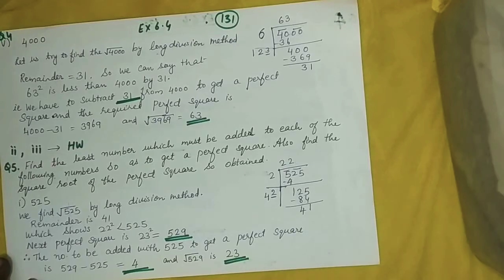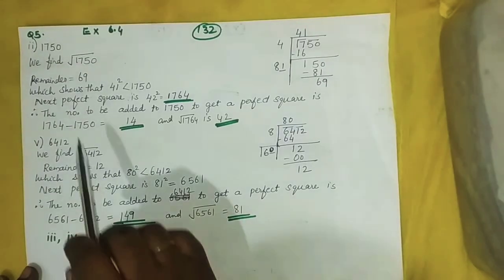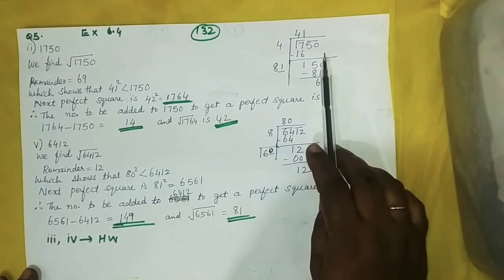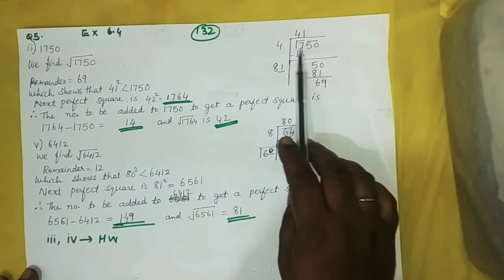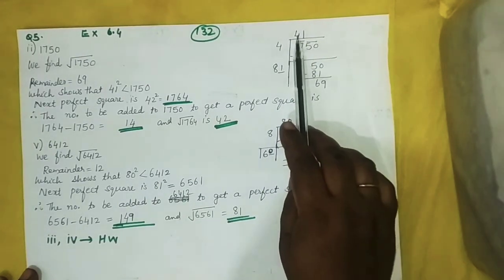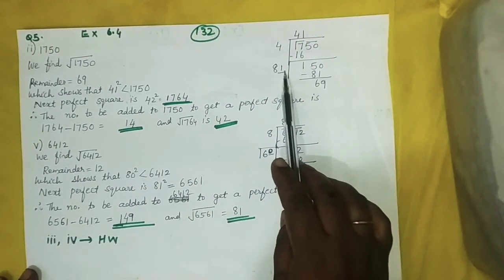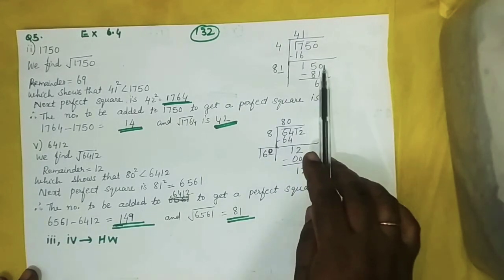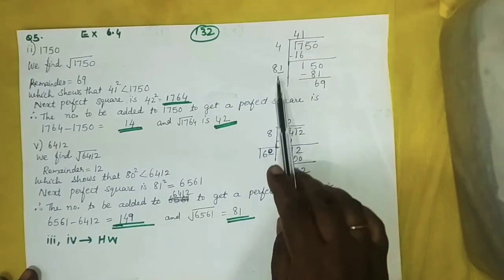Okay. Now, second question, 1750. We are finding the square root of this number. What is that? 4 fours are 16. Now 1 is the remainder, 150. 4 twos are 8. One digit we have to write to the right side of 8, so that we will get a number a little less than 150. So 81 into 1 is 81.